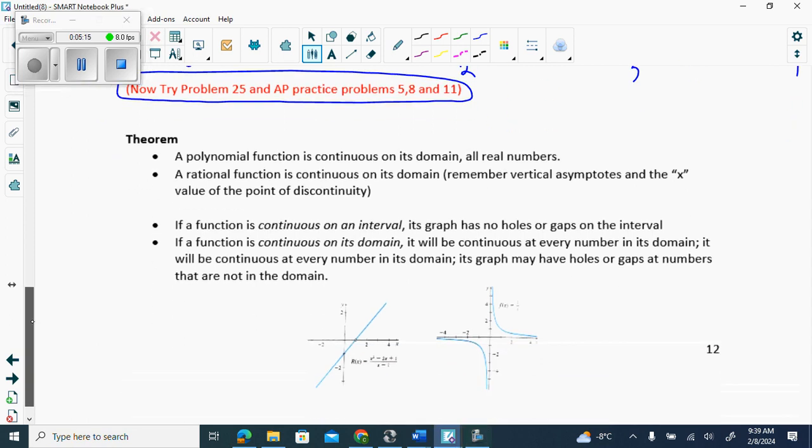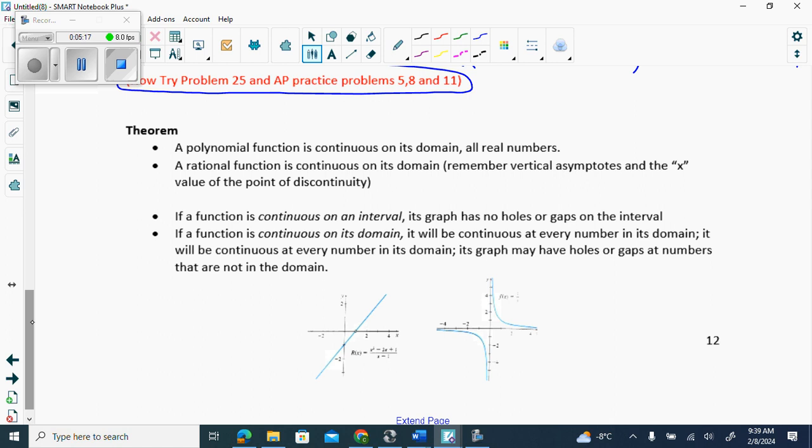If a function is continuous on an interval, its graph has no holes or gaps on the interval. If a function is continuous on its domain, it will be continuous at every number in its domain. Its graph may have holes or gaps at numbers that are not in the domain. So the reason why I can say a rational function is continuous on its domain is it's continuous everywhere but where it can't be, which is your x values in the denominator, your non-permissible values.